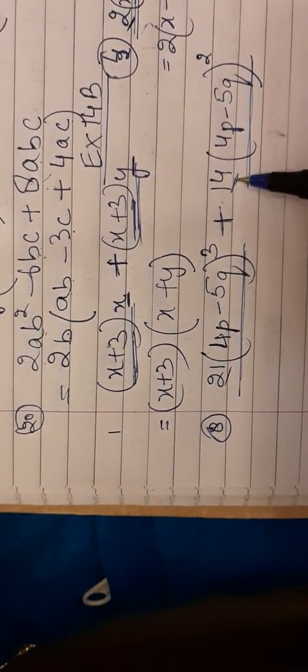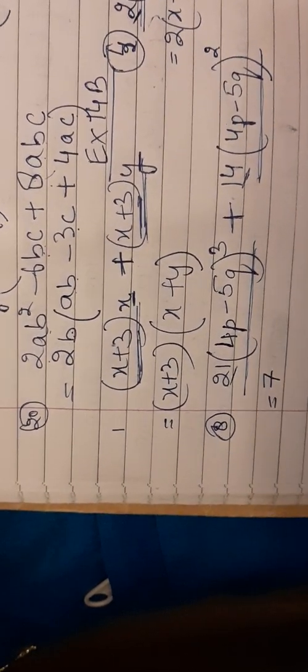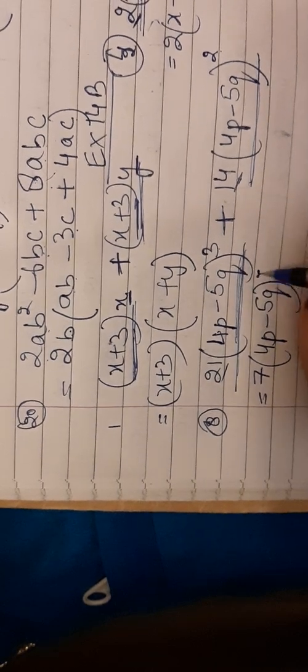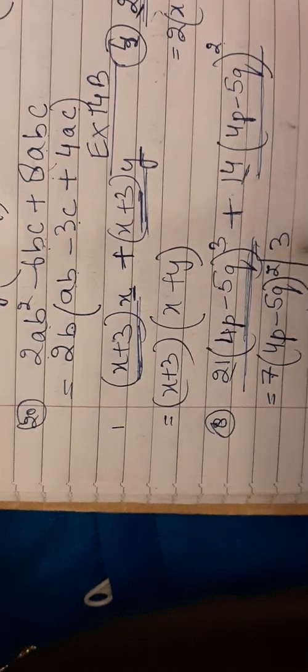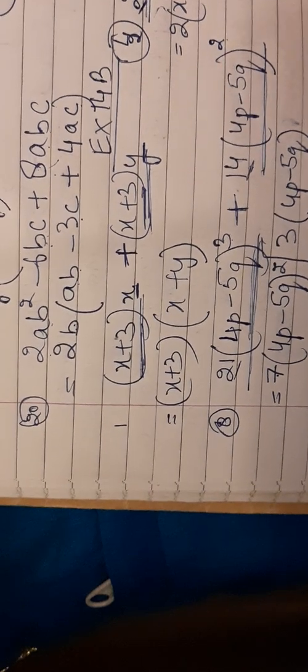Now see between these 21 and 14, what is common? They come under the table of 7. So 7 can be taken common. Out of this binomial, 4p minus 5q is having power 3. Here it is having power 2. So we can take power 2 common. So what will you be left with? 21 divided by 7, 3 will be left, having power 3 but 2 taken common. Write it within brackets, 1 power which is left.